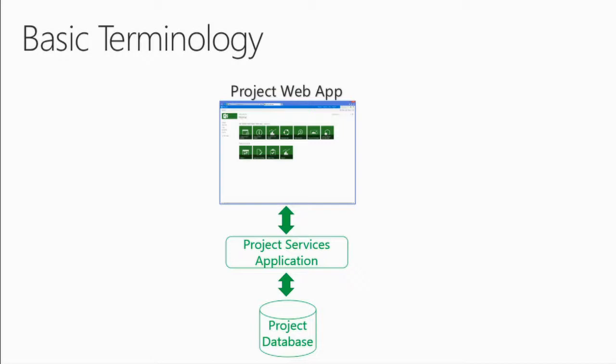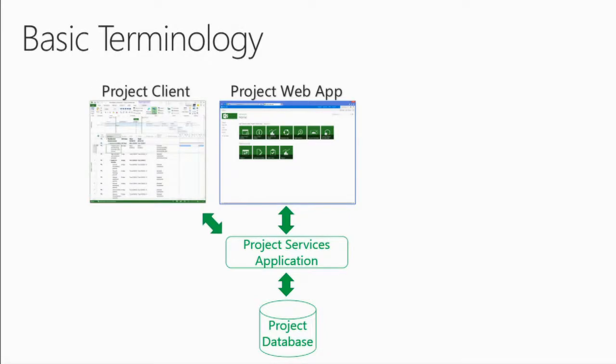That project service application primarily interacts with the project database. And that's where we have our persistent storage. So we store everything in SQL databases. This is where your projects, tasks, timesheets, your resources, all that data for that one particular PWA instance gets stored. So we refer to that as our project database going forward.